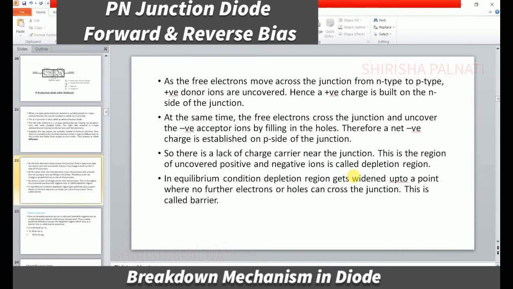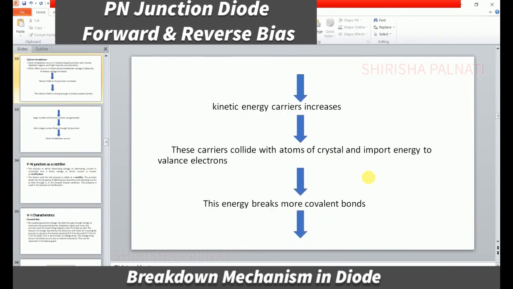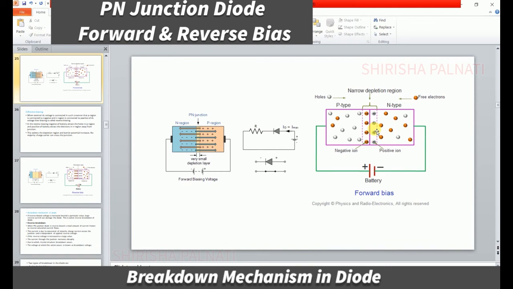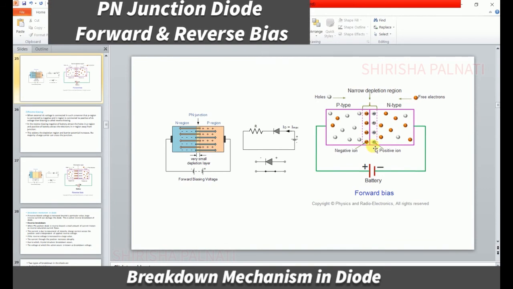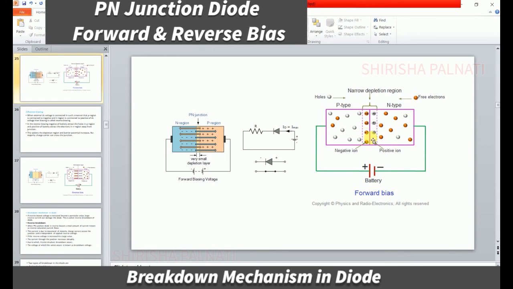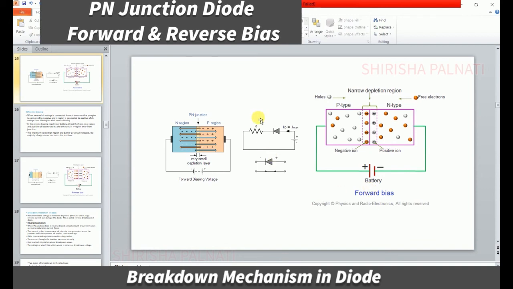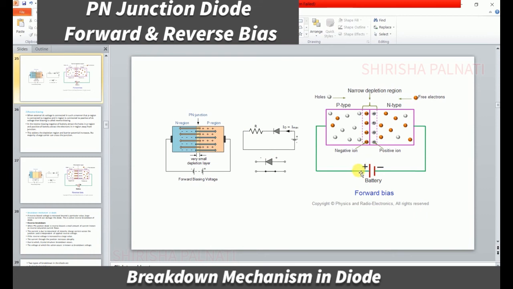Here also some of the majority charge carriers are moving to the p type and n type. So when we apply the forward biasing condition, this depletion region is reduced, meaning a narrow depletion region is presented. Next, the forward biased p-n junction diode has a low resistance. Here we are using one resistor in the circuit diagram, right? So that's why the low resistance occurs.